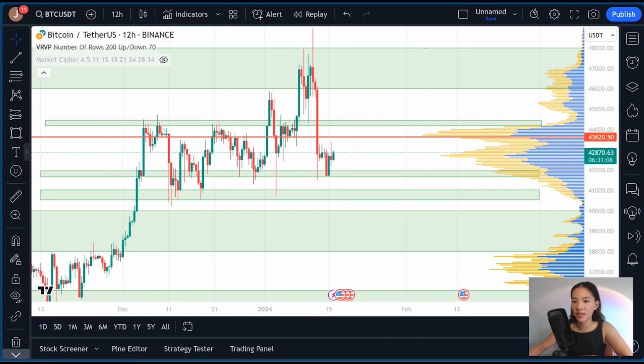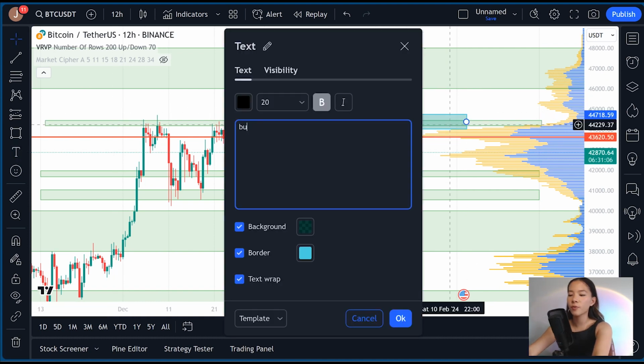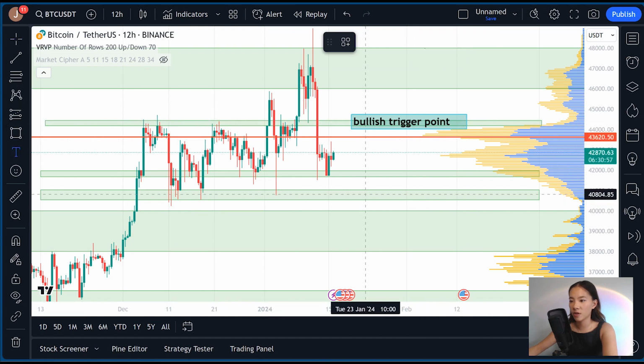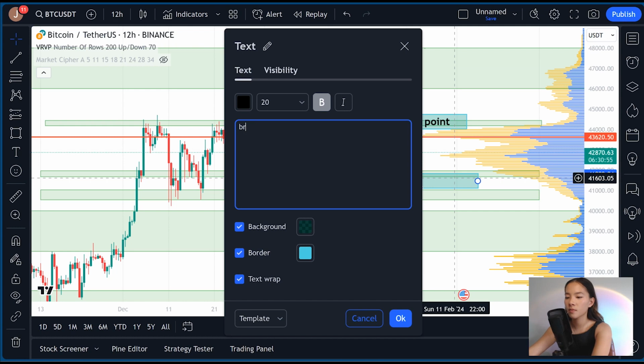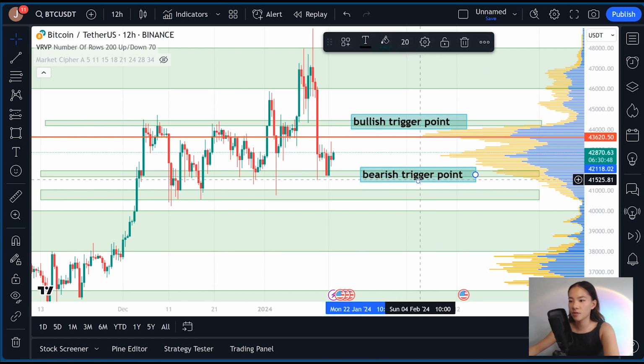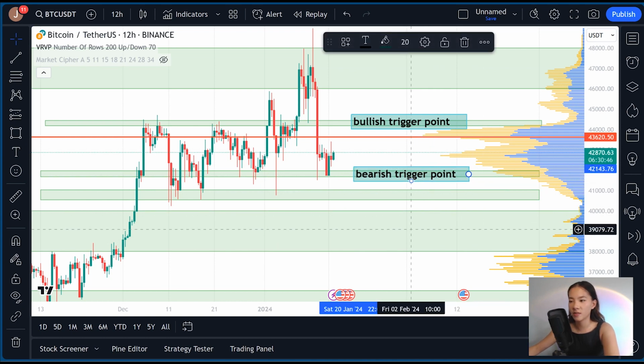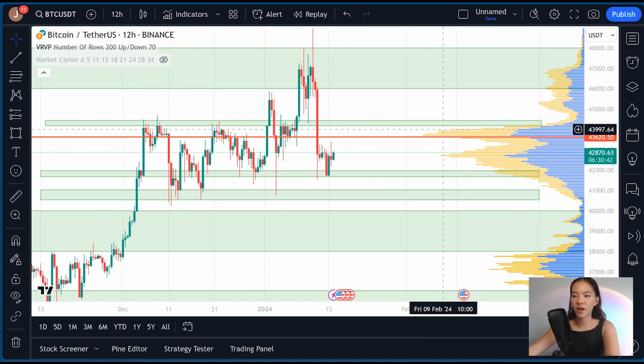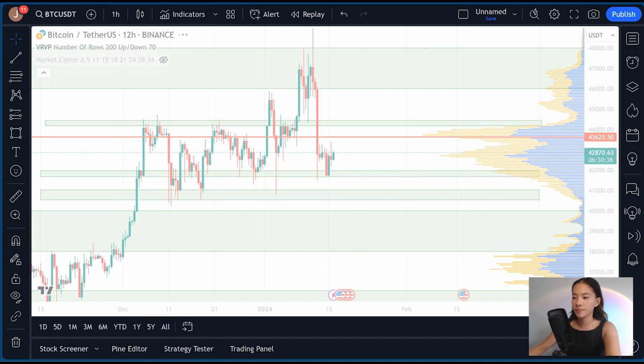So this would be our bullish trigger point, and that's at 44,300. And we've got a bearish trigger point here, and here. So these two as well for this $40,000 range. Okay, so let's zoom into a smaller time frame to identify the smaller trigger points and support we have on maybe a 1 hour chart.